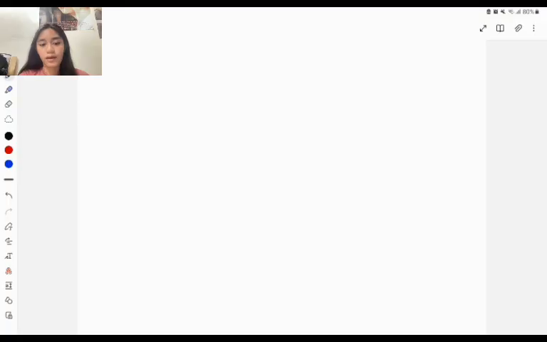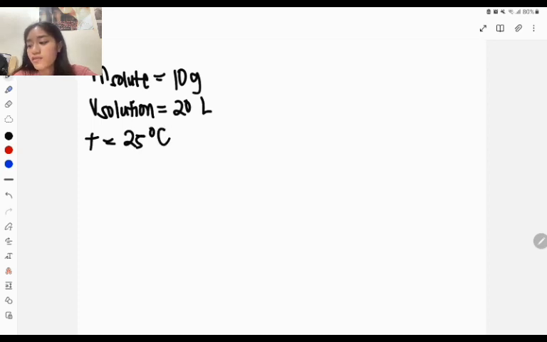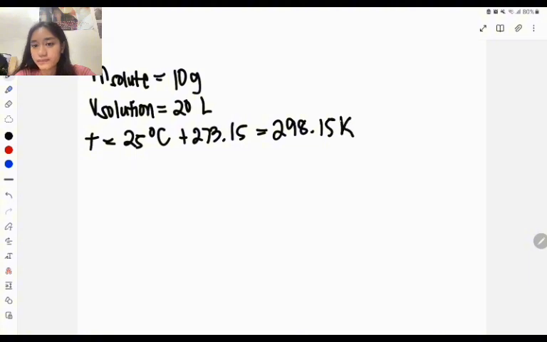For the second example, let us identify the given. The given is M solute equals to 10 grams, and the volume of the solution is equal to 20 liters, and the temperature is 25 degrees Celsius. So we have to convert it to Kelvin by adding 273.15, and it becomes 298.15 Kelvin.